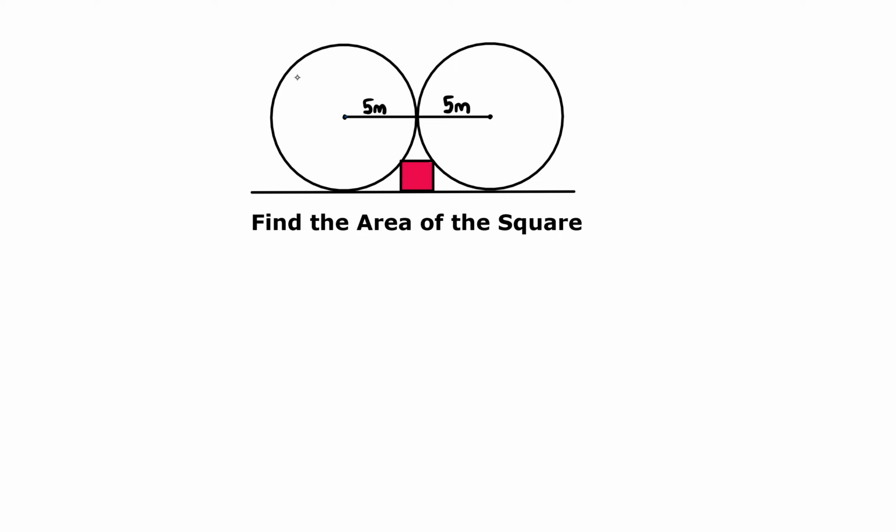Okay, so here we have two circles of radius 5 and a square in between them. So the first thing I'm going to do is label the sides of the square as x, and therefore the area of the square is equal to x squared.